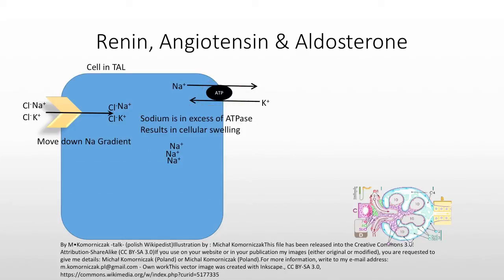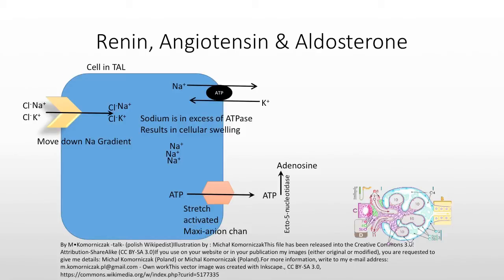On the other hand, if a lot of sodium builds up, that's telling the kidney, hey, the flow rate is way too high. And it's going to result in water being pulled in and cellular swelling. This activates a stretch-activated maxi-anion channel. This anion channel allows ATP to move out. ATP is acted on by ecto-5'-nucleotidase, which converts it to adenosine.